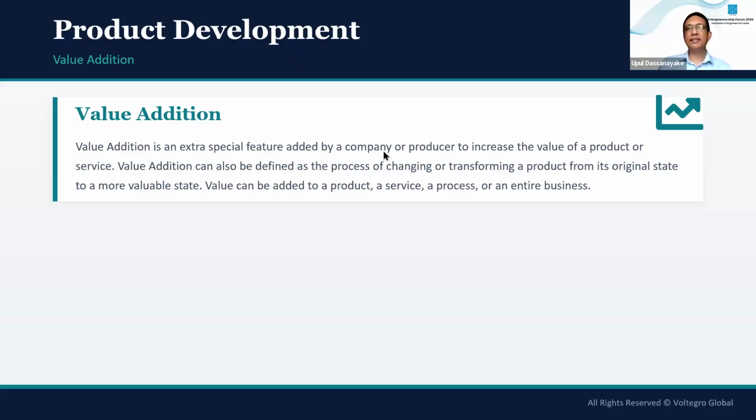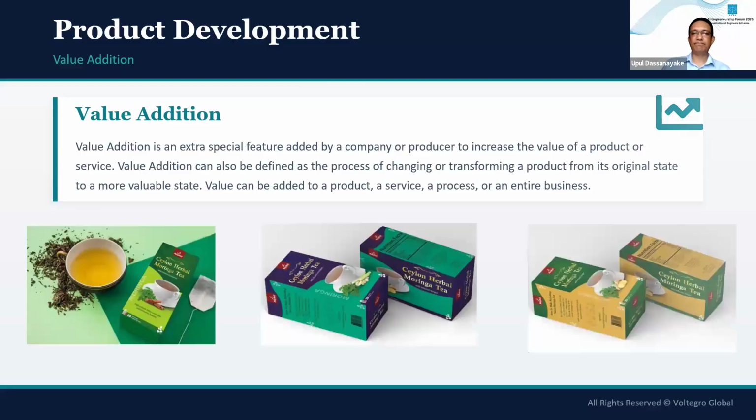So what are the other ways, in addition to changing ingredients or changing the shape or changing the colors or offering various other services like home delivery? What are the other ways of doing value addition to your product? Right? This is one way.